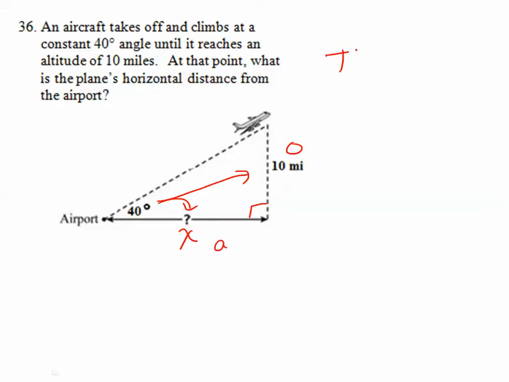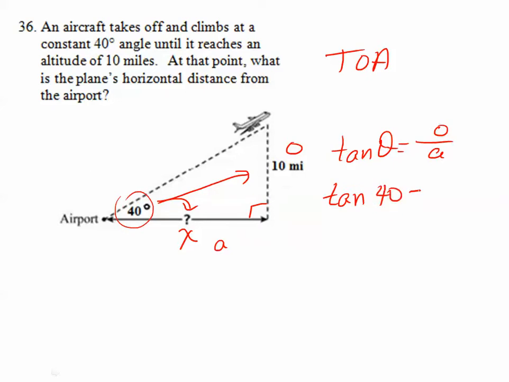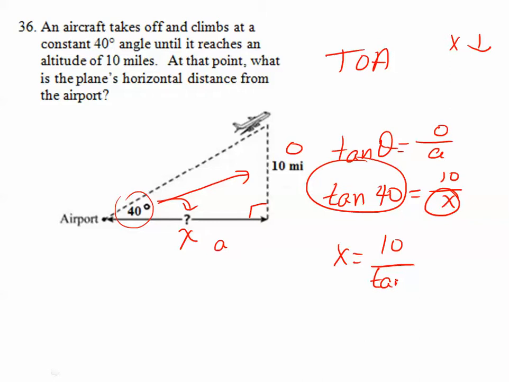So I'm going to use my trig function, TOA, that uses opposite and adjacent. So tan theta equals opposite over adjacent. Theta is my angle, so 40 degrees. So tan 40 equals opposite, which is 10, over x. And again, if x is on bottom, we switch and divide. So we're going to switch the x and the tan 40. So I get x equals 10 divided by tan 40.